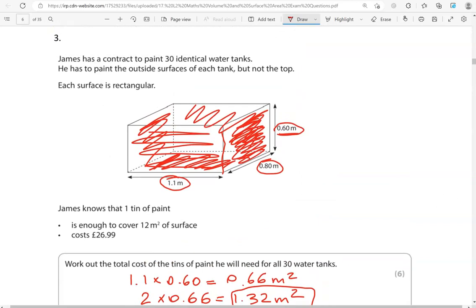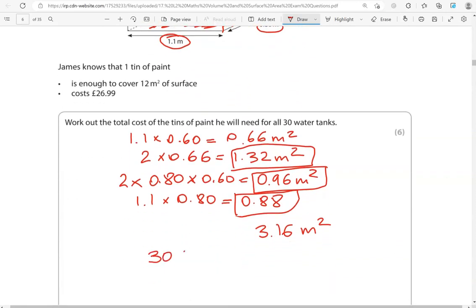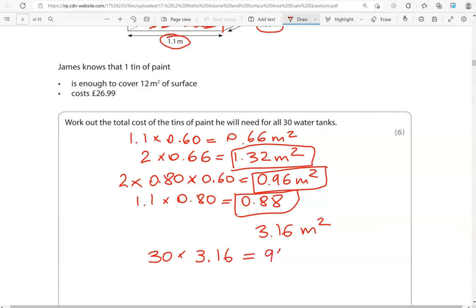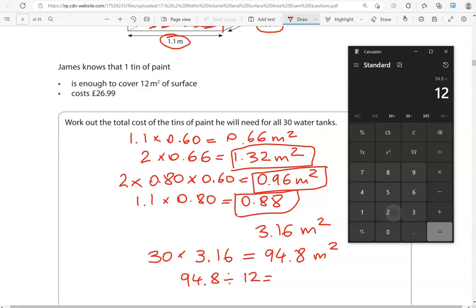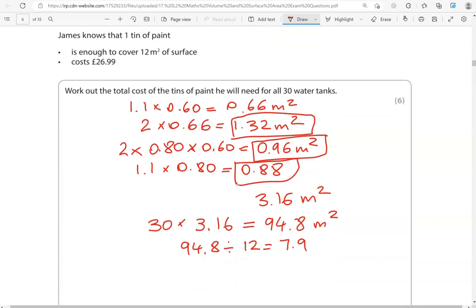But he's got 30 identical water tanks. So we're going to multiply this by 30. And that gives us 94.8 square meters. One tin covers 12 square meters, so we'll do 94.8 divided by 12, which is 7.9. So he needs 7.9 tins, but of course you can't buy part of a tin, so we're going to say 8 tins.